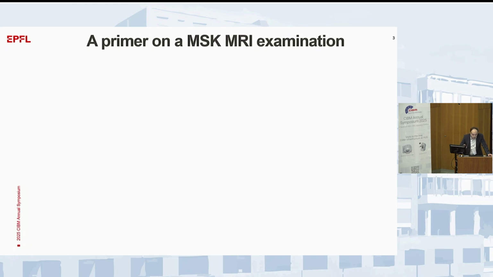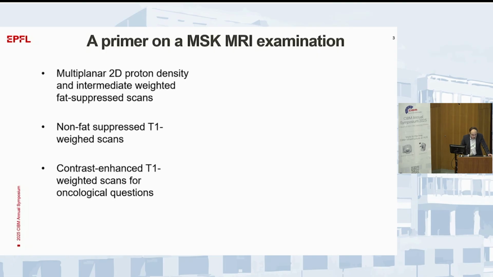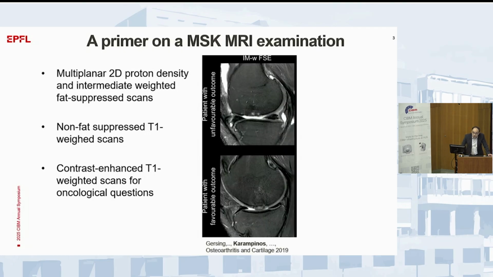But just a quick introduction on what happens when you have a musculoskeletal MRI exam. The protocol is primarily defined by multiplanar 2D proton density and intermediate weighted fat suppressed scans. This often includes, in addition, non-fat suppressed T1 weighted scans to look especially at bone. And if you have an oncological question, many times you give a contrast agent to the patient to know what happens if there is a suspicion of malignancy. So this is the type of images you get.